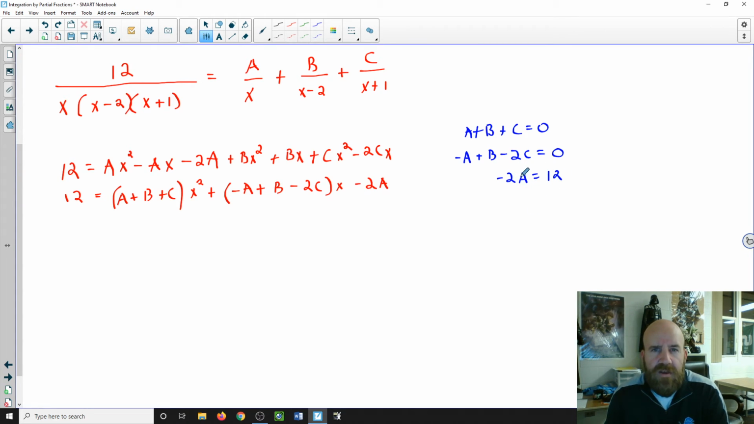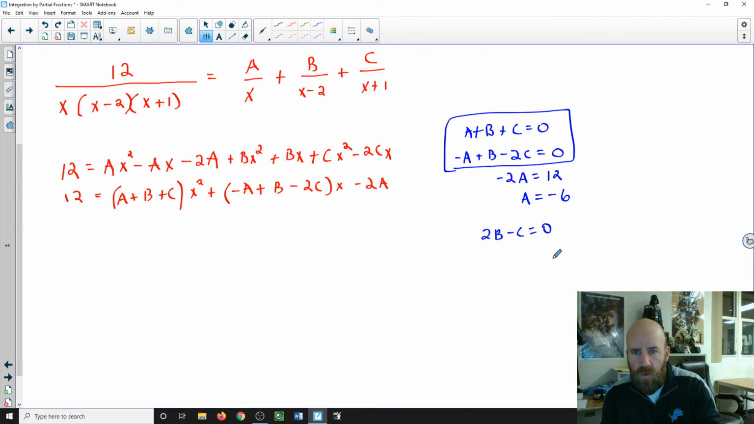So we can find out what a is pretty easily in this one. So we have a equals negative 6. If I were to take these two equations and add them, a's would cancel. So I'm going to write that down here. So let's add these up. We have 0a, we have 2b, and minus c equals 0. Okay. So we know we have 2b equals c.